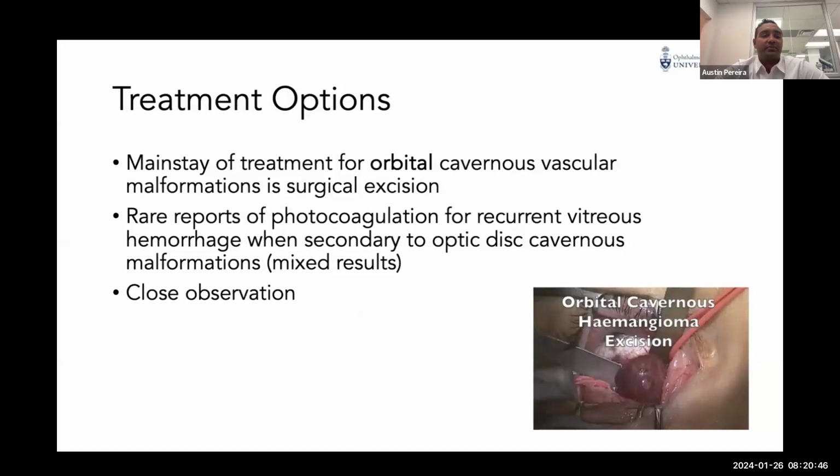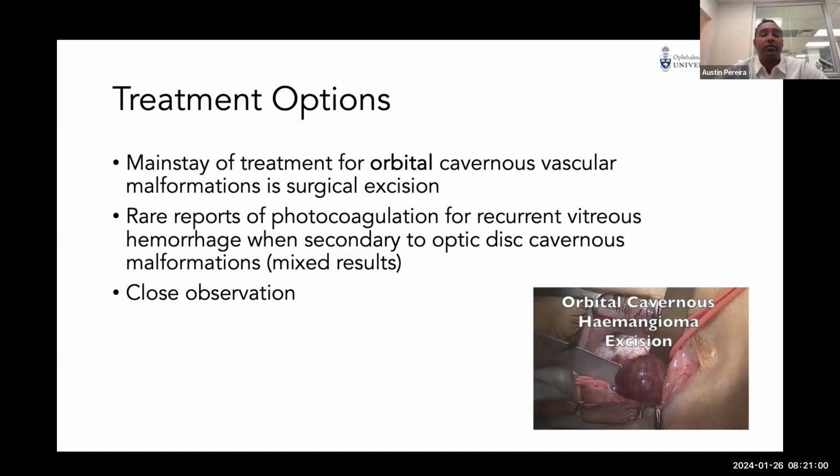And what are the treatment options we have? The mainstay for orbital cavernous malformations still remains surgical excision, especially if it's leading to progressive vision loss, seizures, or other manifestations.